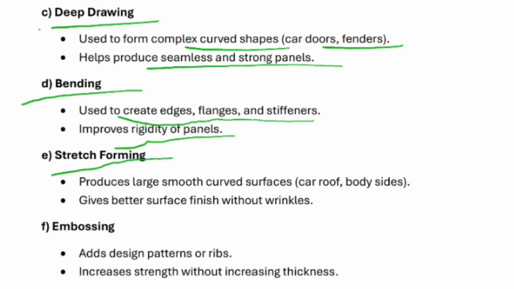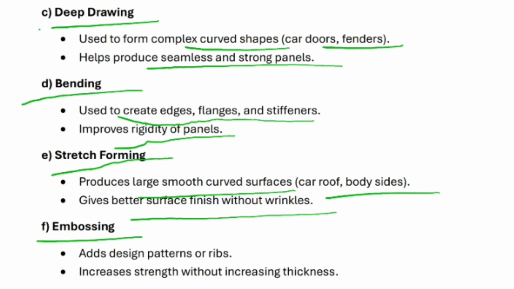Next is stretch forming. In stretch forming, we produce large smooth curved shapes like car roofs and body sides, giving a better surface finish without wrinkling. Okay. Next is embossing. In this embossing, we add design patterns or ribs, increasing the strength without increasing the thickness.